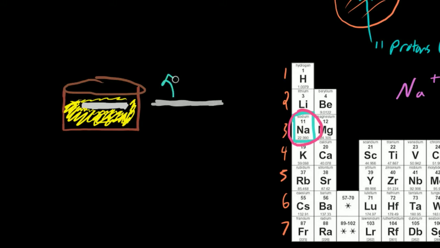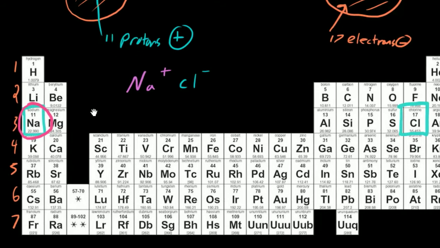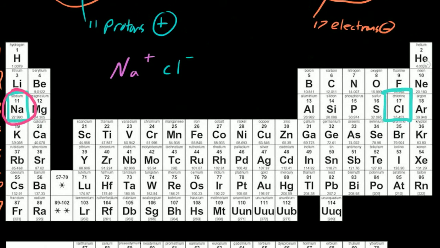it immediately wants to start giving away its electron. So that means it immediately starts reacting with stuff in the air, and it starts corroding. The second you take it out of the oil, it starts giving away that one electron so that it can have an electron configuration like neon.